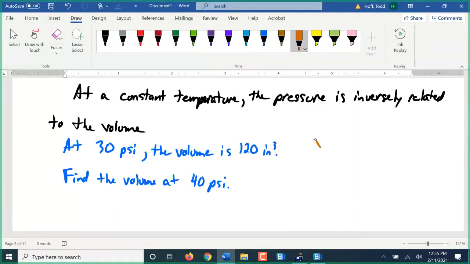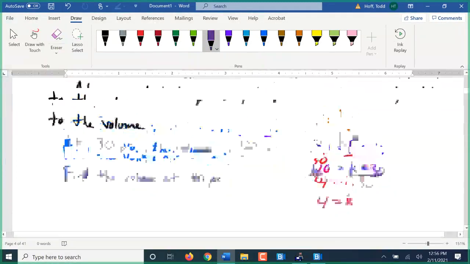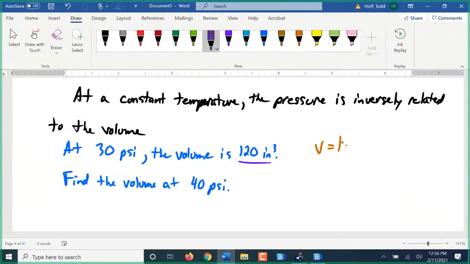So we know here that y equals k times x, but y is going to be our volume and x will be our pressure, P, so V equals K times P. So in the initial condition, we have 120 cubic inches equals K times 30 psi. We divide by 30, get 4 equals K. Oops, I wrote that wrong, didn't I? This is not direct. It's not K times P. It should be K over P. Sorry about that. This is inverse, so it's K divided by P.